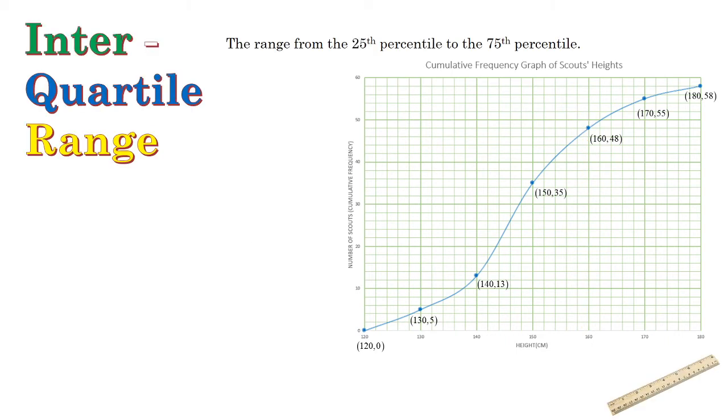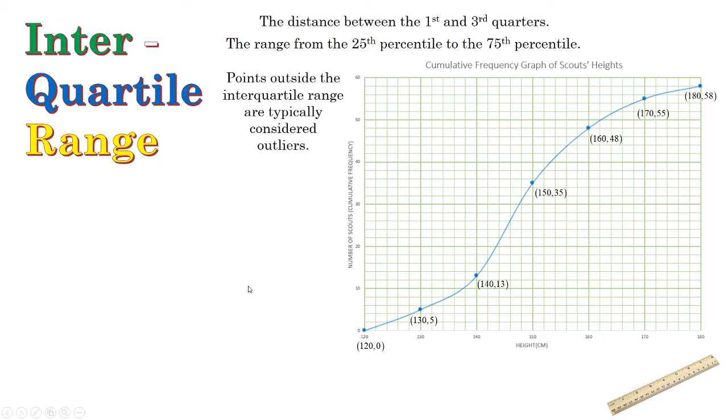Second to last topic, interquartile range. Inter means in between. Quartile means quarters. We have 4 quarters: first, second, third, fourth. The second quarter is the median, 50%. Range is the distance. So the interquartile range is asking, what is the distance between the 25th percentile and the 75th percentile? To figure out the interquartile range, you figure out each quartile, and then you take the difference.